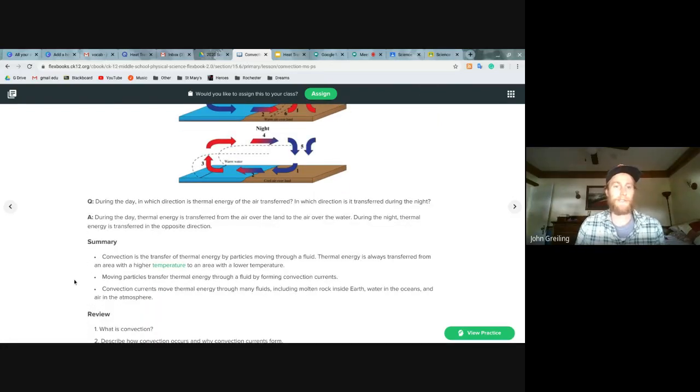Okay, our summary. Convection is the transfer of thermal energy by particles moving through a fluid. Thermal energy is always transferred from an area with high to low temperature. Moving particles transfer thermal energy through a fluid by forming convection currents. So I'm sure you've heard the word current before in water, and that's kind of like natural moving of water, but it can also happen in air as well, and magma under the earth. Convection currents move thermal energy through many fluids: molten rock, water in oceans, and air.